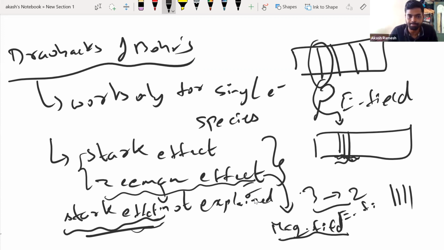So these two phenomena, Stark effect and Zeeman effect, could not be explained by Bohr. The first limitation was obviously that all the formulas and theory he gave will work only for single electron species.